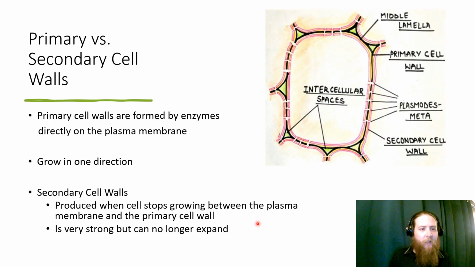There are two types of cell walls. There's primary versus secondary cell walls. Primary cell walls are formed by enzymes directly on the plasma membrane, so they're right on this plasma membrane here, and they're only going to grow in one direction. The secondary cell walls happen when this stops growing, and they grow on the outside of the plasma membrane.